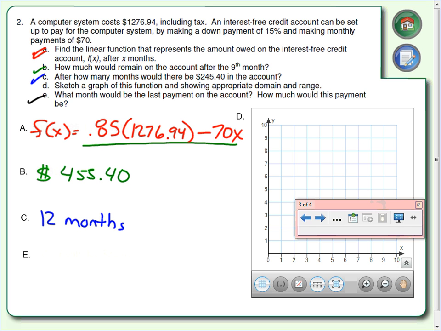The question was, what month would be the last payment on the account? Is it the 11th, the 12th, the 13th, the 14th, the 15th, the 16th? What month would give us the last payment? Now remember, when we say last payment, we're trying to reach a total of 0. What? 15. And what's right next to 15? 35.399. Okay, so after 15 months, we would end up with our last payment.